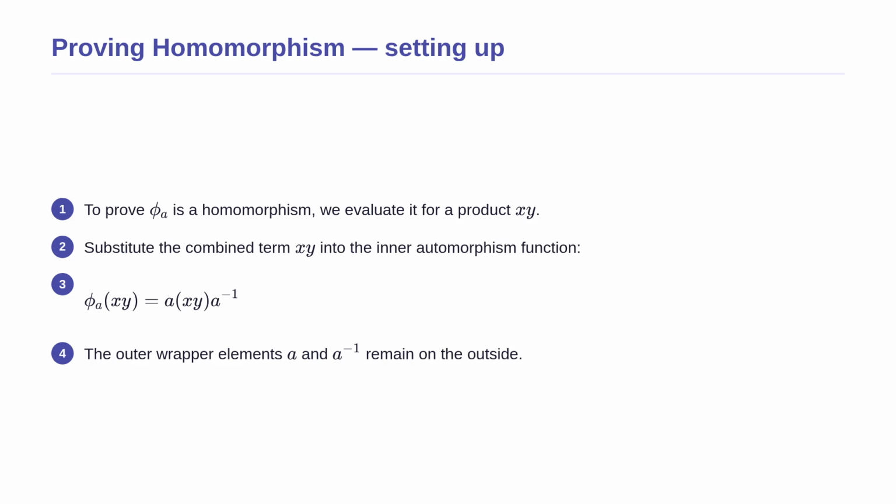To prove that this sandwiching process actually creates a valid automorphism, we must show that it preserves the group's fundamental structure. In mathematical terms, this means proving the function is a homomorphism. We want to see if the function respects multiplication without breaking the rules of the group. To do this, we simply replace our single input variable with the combined product, x times y. The outer wrapper elements A and A inverse remain exactly the same on the outside. This sets up our initial equation.